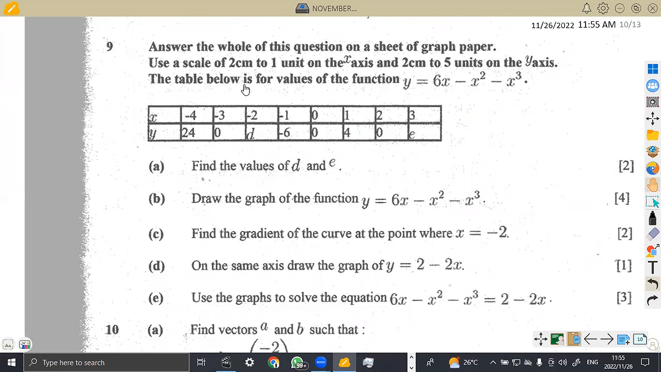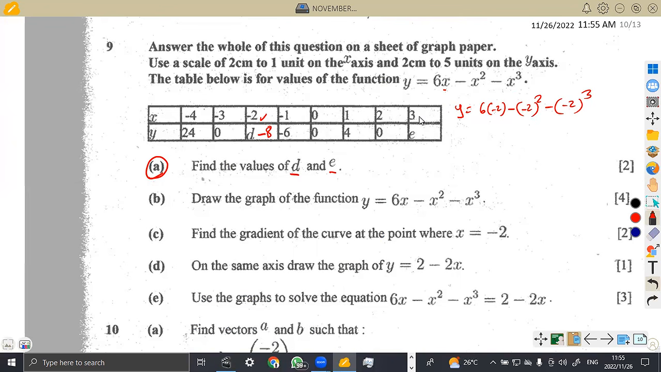Okay, question number 9, we are given: answer the whole of this question on a sheet of graph paper again, using 2 centimeters to represent 1 unit on the x-axis, and 2 centimeters to represent 5 units on the y-axis. The first part was to calculate the values of D and E from this table. To calculate D, you substitute x = -2, so y is equal to 6 times -2 in place of x, minus (-2) squared, minus (-2) cubed. Just like that.